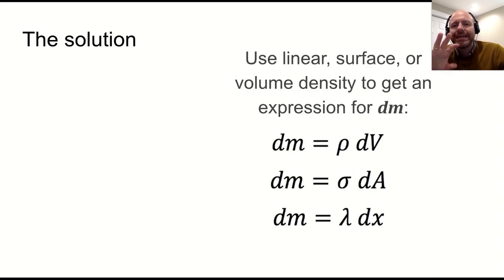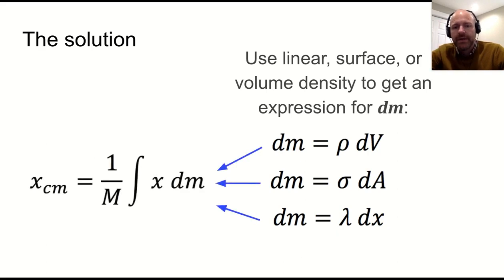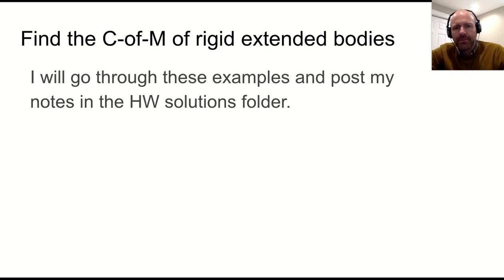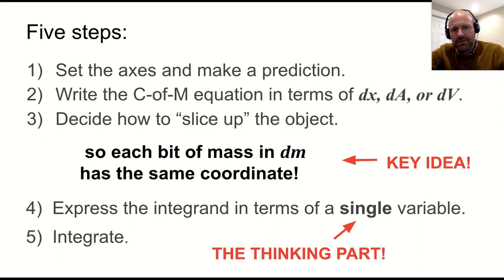So we can now use linear, surface, or volume density to get an expression for dm in terms of a variable we can actually integrate over, a spatial variable, right? We're going to replace that dm to solve. So here are a couple of examples. I've also written these out and posted them in the homework solutions, but there are 5 steps to this.